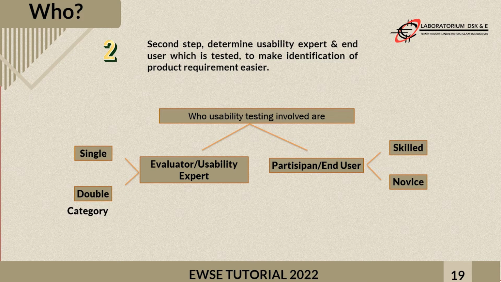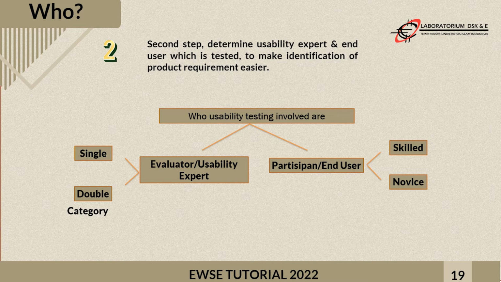In usability testing, there is an evaluator or usability expert. It can be single or double. Single means they already know which ones are usable and which are not, but not necessarily often use the application or the product or are not involved in the development process. While double means like a single but he is used to using an application or product and or involved in the development process. Or it can be called a combination of a usability expert in single category plus end users in the skill category.